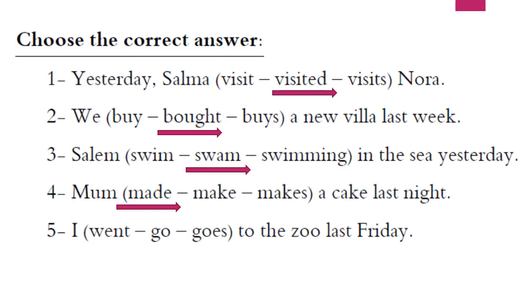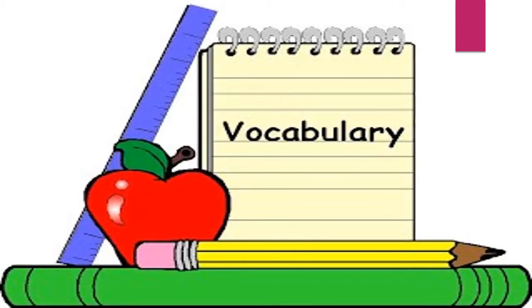Number 5, I goes to the zoo last Friday. I went to the zoo last Friday. Okay, so these are our examples about past simple tense. Let's know our new vocabulary today.